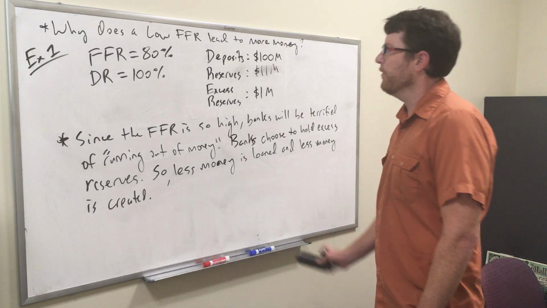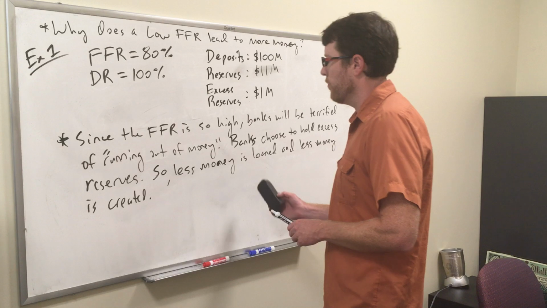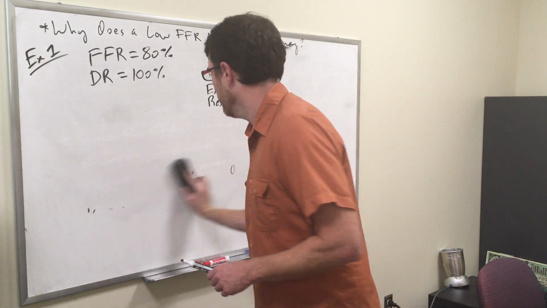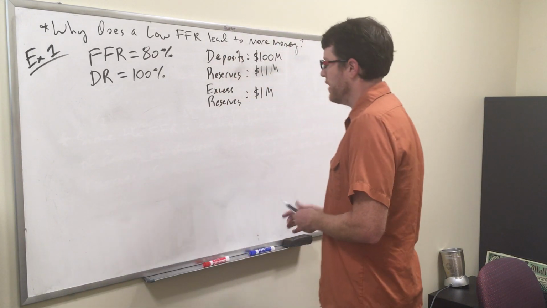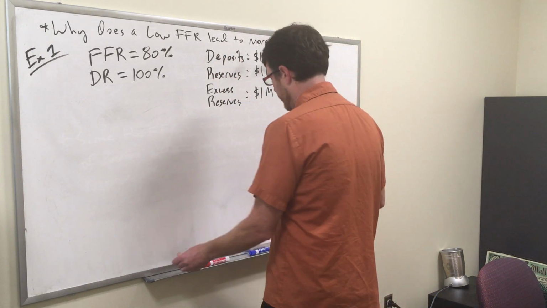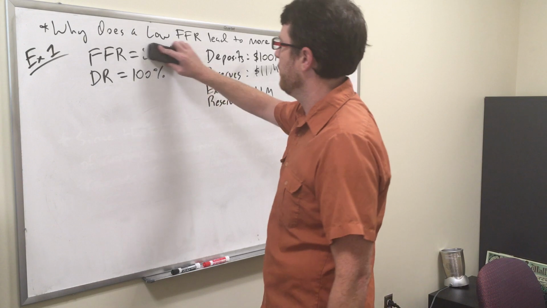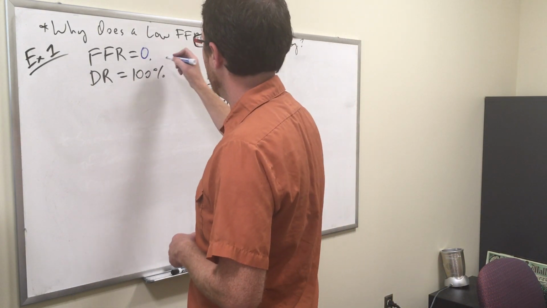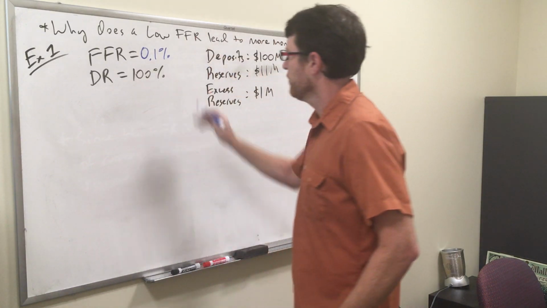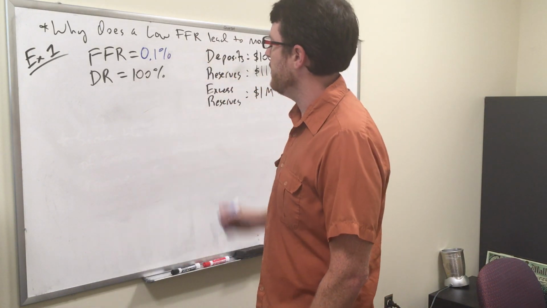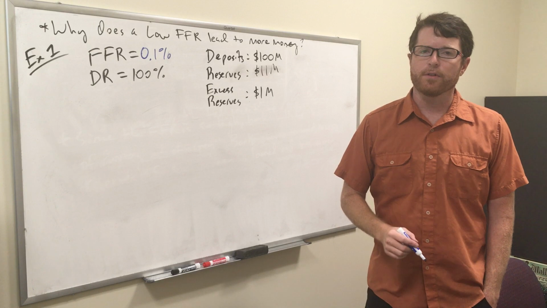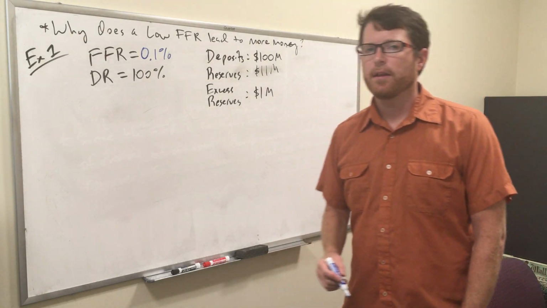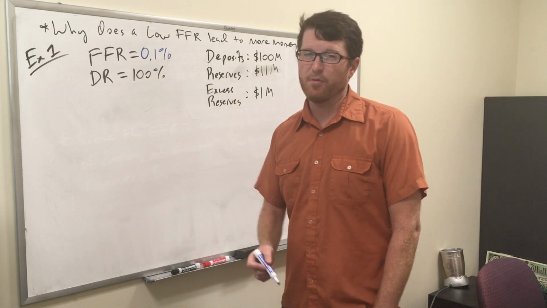Well, let's think about the alternate scenario then. I'm just going to erase some of this discussion down here. And let's imagine this situation was changed. And let's imagine that instead of having an 80% federal funds rate, what if this federal funds rate was 0.1%? And that may sound crazy, but the federal funds rate got that low during the last recession. The Fed was really trying to encourage banks to borrow money, and the federal funds rate got driven way down.